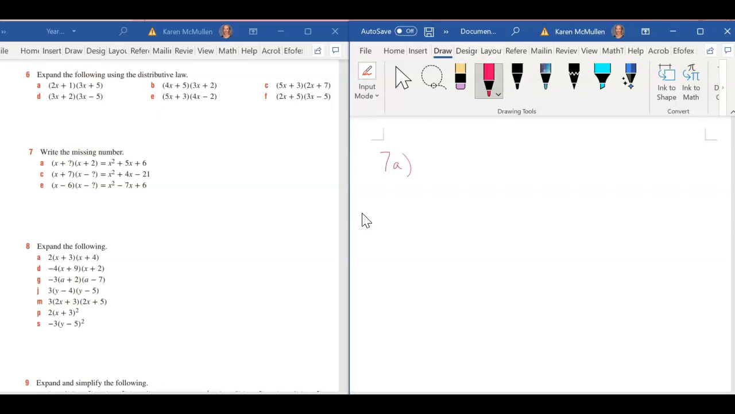All right, moving on to question 7. I quite like these questions because question 7 forces you to think about, well, what is actually happening here?